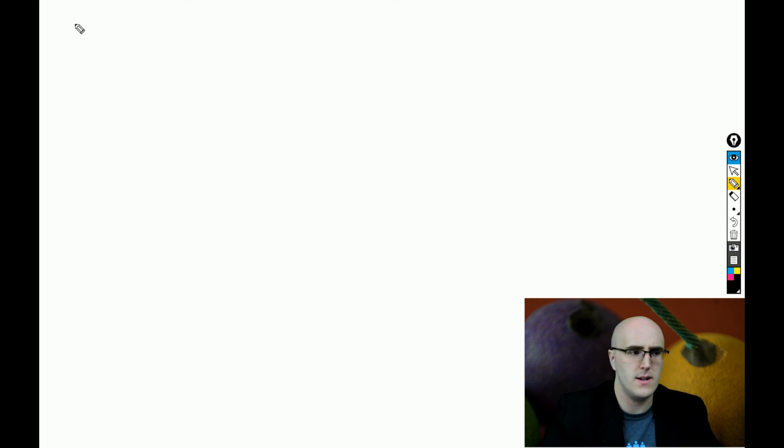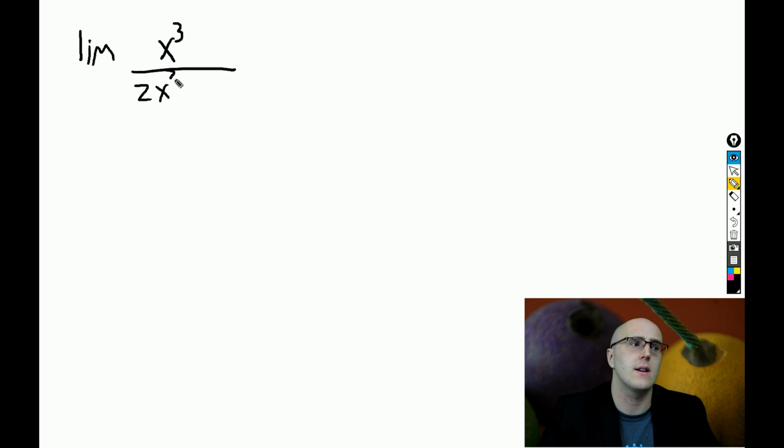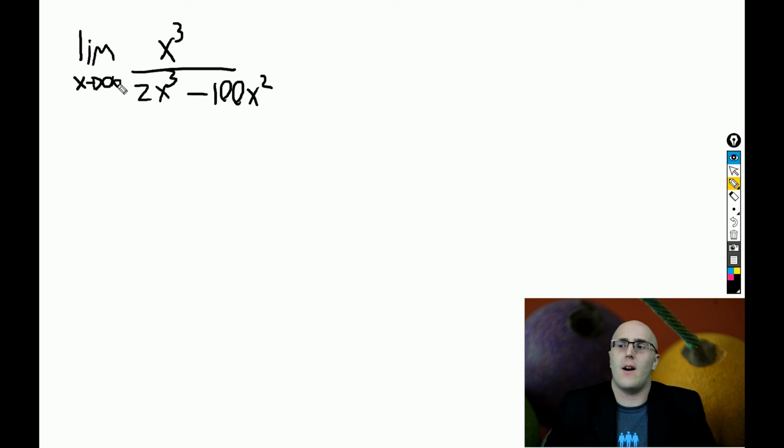Next one is the limit of x cubed over 2x cubed minus 100x squared as x approaches infinity. Now, I didn't mention infinity in the video that covers limits, and that's because it really isn't any different. It has one sort of a little trick to it that we'll talk about, but other than that, you do the exact same thing you would do in other limit problems.